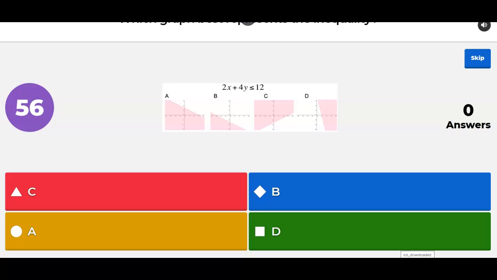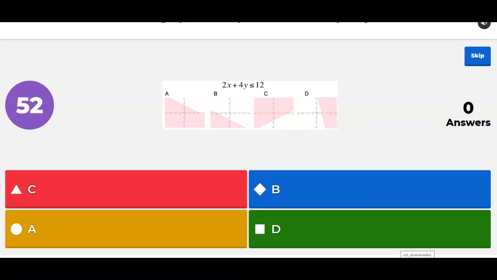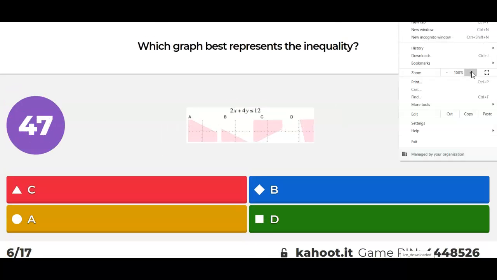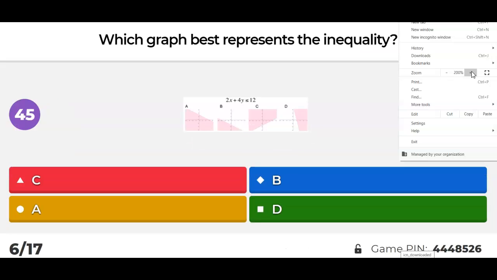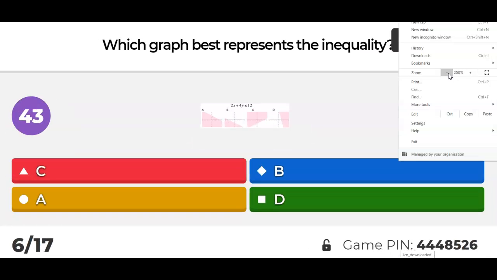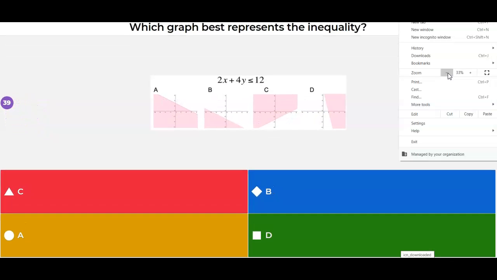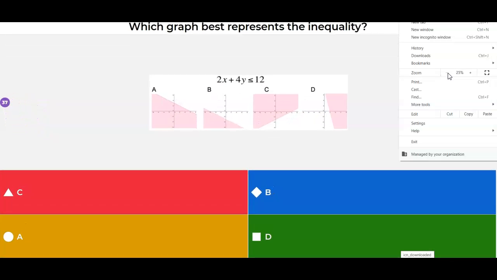Wish I could make this bigger. Let me see. How's it getting smaller? It's about as big as I can get.